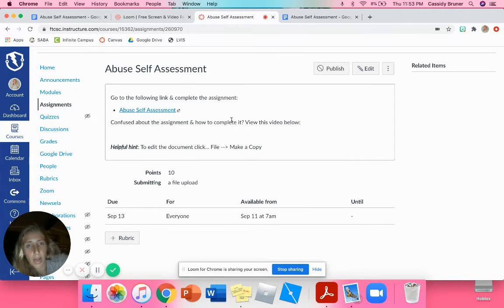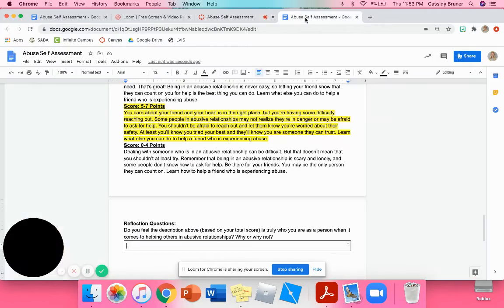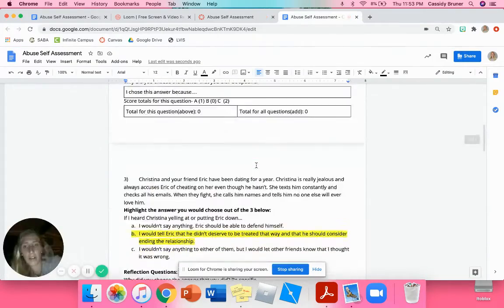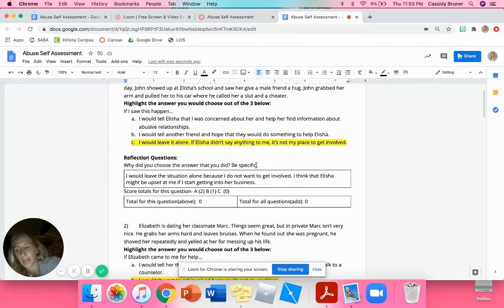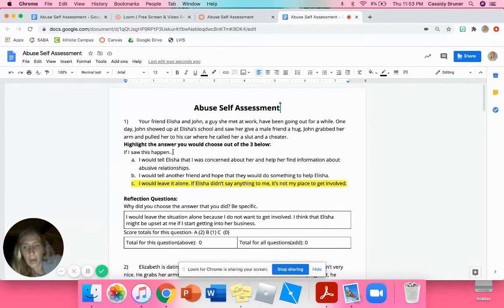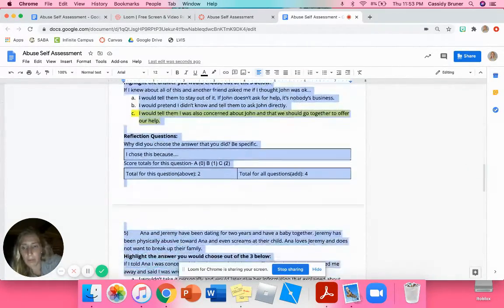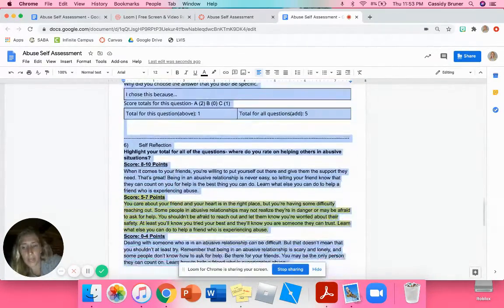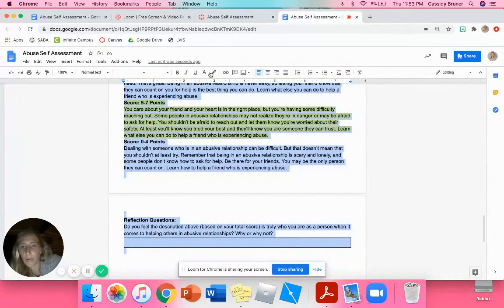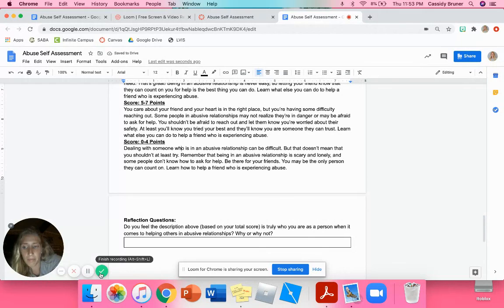Then you're good to go. I just wanted to clarify how you could do the assignment, because some of you I feel like are going to have trouble adding the totals as you go if you're not following the instructions. Okay. If you have any questions about this assignment, please feel free to email me. It's kind of just giving you a better understanding of how you would react if someone you knew were in an abusive situation. Okay. Thanks, guys.